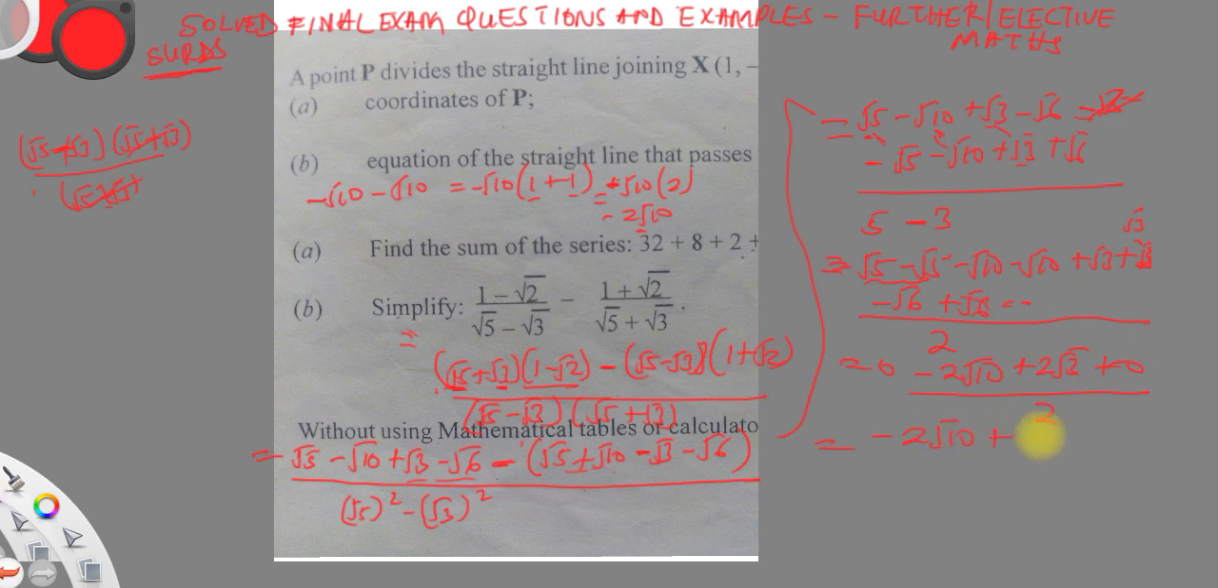Root 10 plus 2 root what? Root 3, all over 2. You can separate them as negative 2 root 10 all over 2, then plus 2 root 3 all over 2. So these two will cancel these two. Okay? So you get negative square root of 10 plus square root of 3. We can rearrange and write it as the square root of 3 first, which is square root of 3 minus square root of 10 as our final answer, guys.